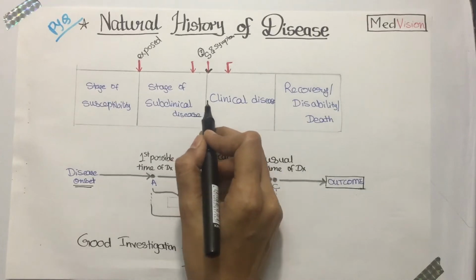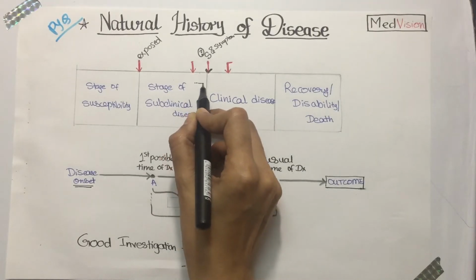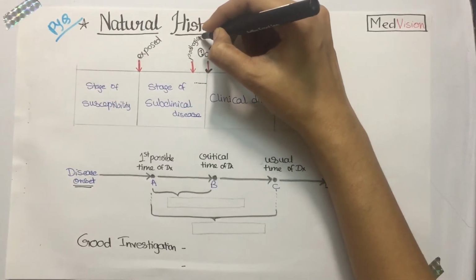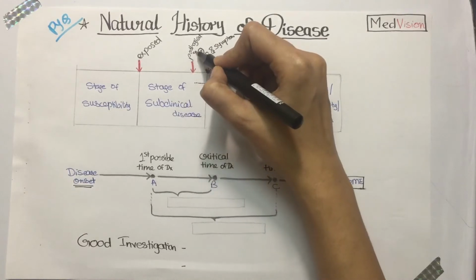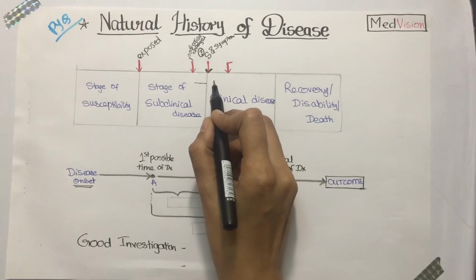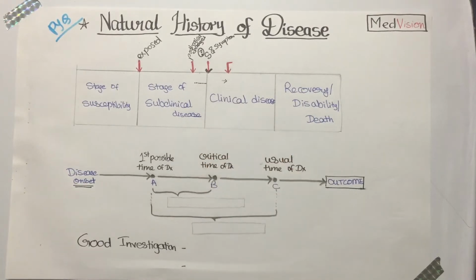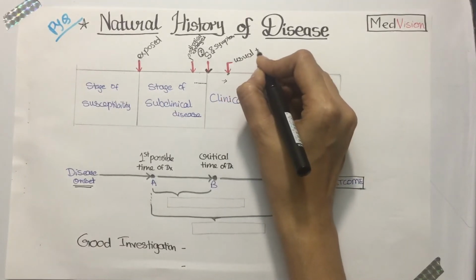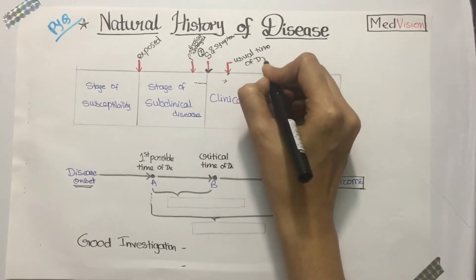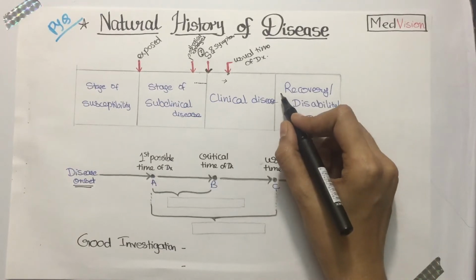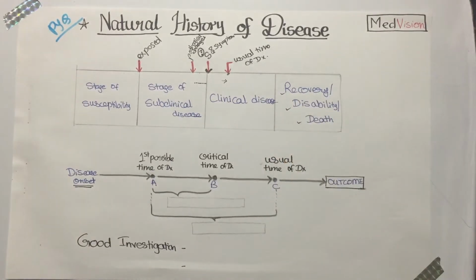Also, before the clinical disease starts, pathological changes are seen. So this point signifies the pathological changes. After a particular time of signs and symptoms, the person will go to the hospital and get investigated. So this point suggests the usual time of diagnosis. And then after the clinical disease, the outcomes can be recovery, disability, or death.